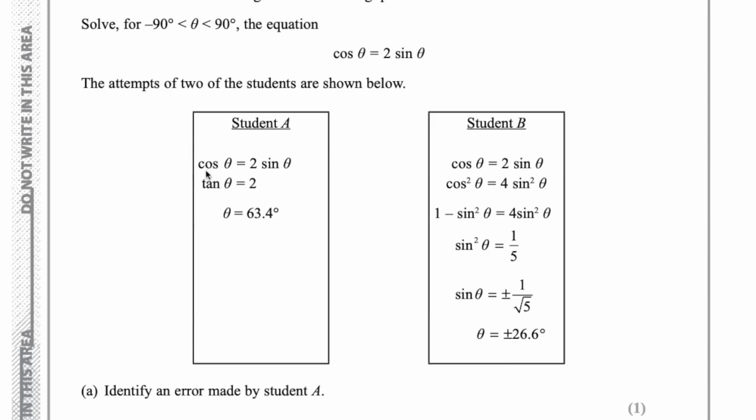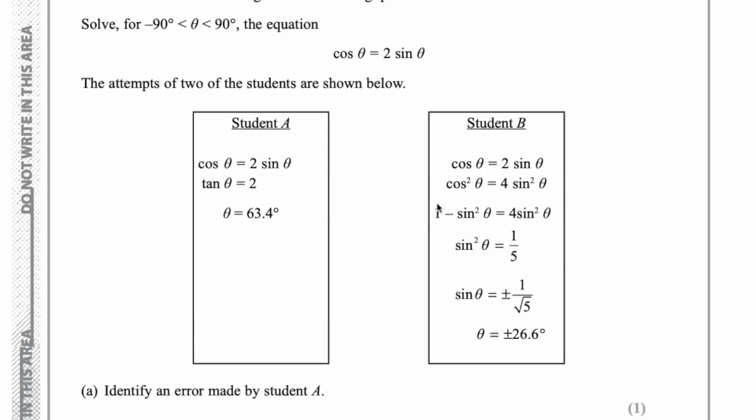So student A says cosine theta equals 2 sine theta, then tan theta equals 2, therefore theta equals 63.4. Student B says cosine theta equals 2 sine theta, cosine squared theta equals 4 sine squared theta. So they've squared both sides.